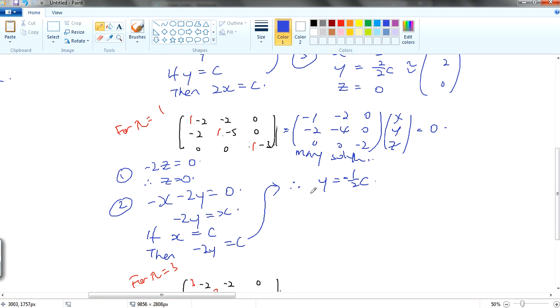Yeah, it should be, but I think the answer might be wrong. Anyway, so x is equals to 2 over 2c, and then y is equals to minus half c, and then z is equals to 0 since we know, and therefore we have minus 1.